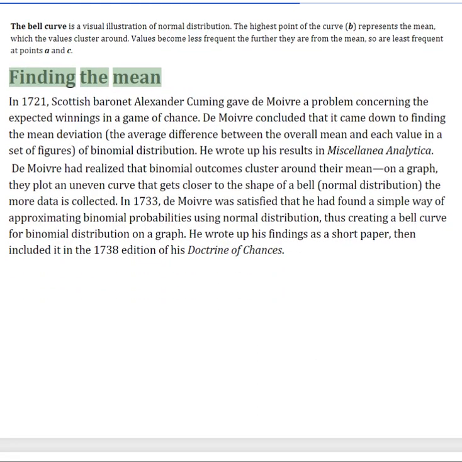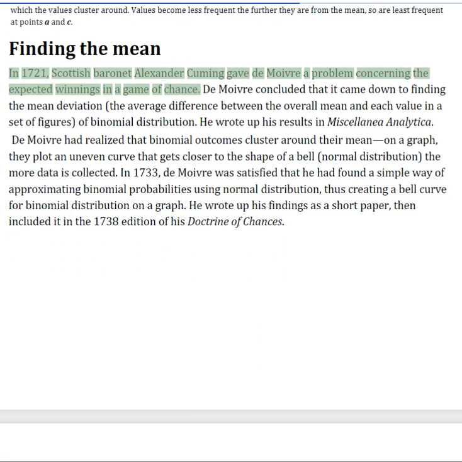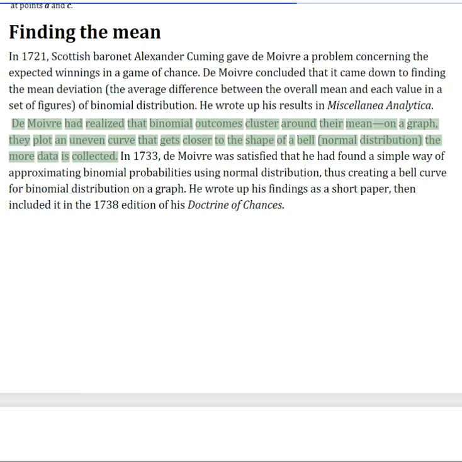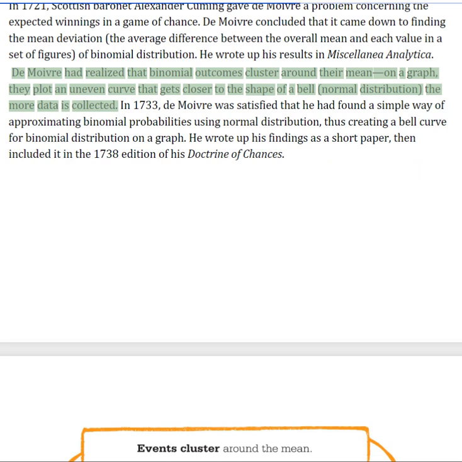Finding the mean. In 1721, Scottish Baronet Alexander Cumming gave de Moivre a problem concerning the expected winnings in a game of chance. De Moivre concluded that it came down to finding the mean deviation of binomial distribution. He wrote up his results in Miscellanea Analytica. De Moivre had realized that binomial outcomes cluster around their mean. On a graph, they plot an uneven curve that gets closer to the shape of a bell the more data is collected.